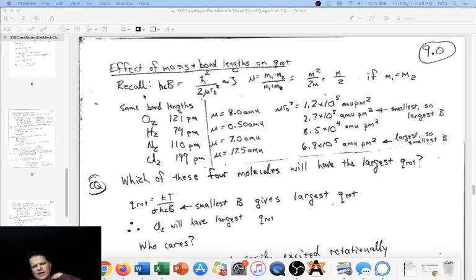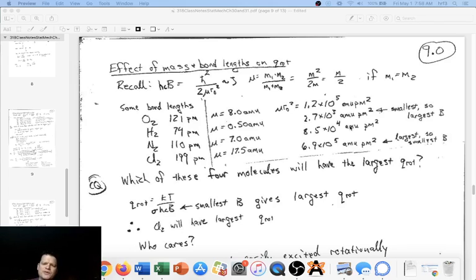So now let's look at some diatomics. Here I've got oxygen, hydrogen, nitrogen, chlorine. Here are the bond lengths. Here are the reduced masses, which is just their atomic molar mass divided by 2. And then the moment of inertia, if you just plug these numbers in, in units of AMUs times picometers squared, is what you get. This is relevant because the smallest one of these quantities, since this is in the denominator, will give us the largest B. So we get the largest rotational constant for hydrogen and the smallest rotational constant for chlorine. Oxygen and nitrogen, as you might expect, are somewhere in between.